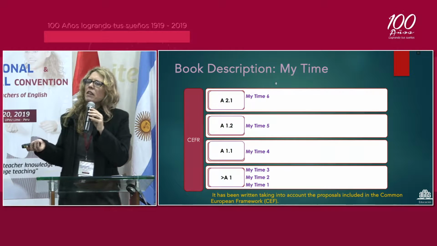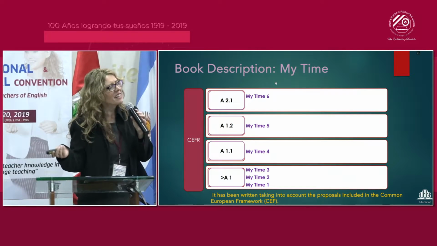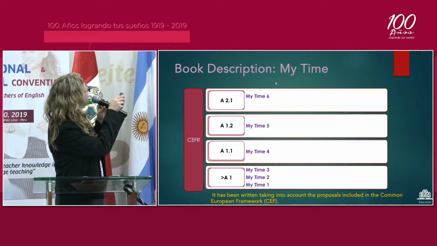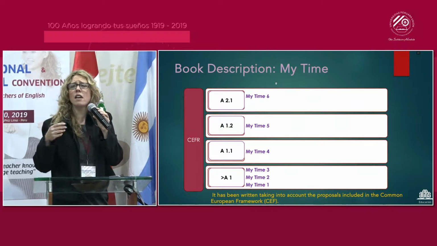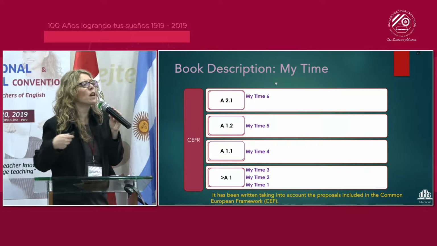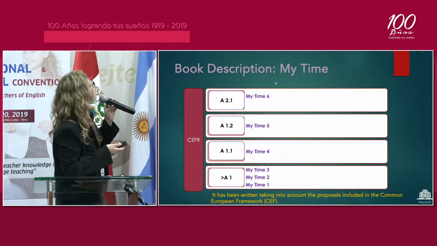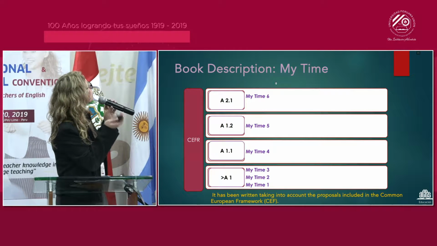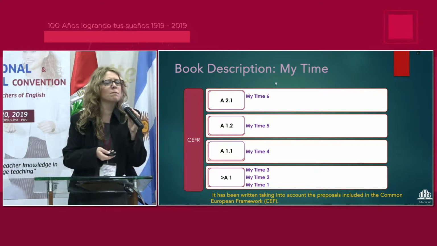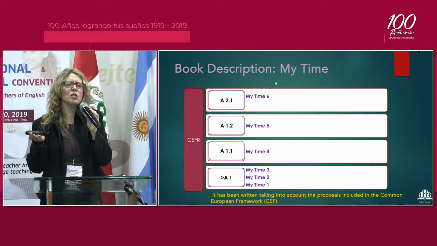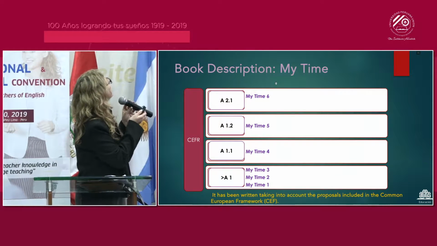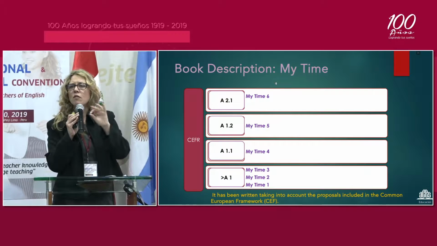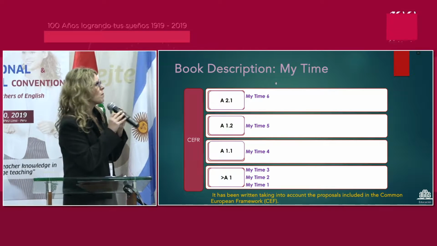Are you familiar with the Common European Framework? Yes, of course, as English teachers. Okay, so our books correspond to these levels. The first 3, My Time 1, 2, and 3, are below A1 because we are introducing students to the foreign language. My Time 4 is for approximately A1.1. If you are familiar with the Cambridge test, it's the Starters level, right? Okay, and then My Time 5 and My Time 6. If you see the back of our books, you have this correspondence, right? So that you can choose the best book for your classes.